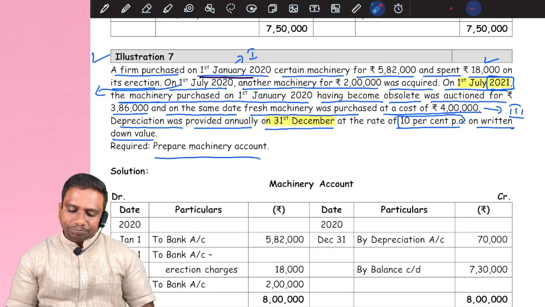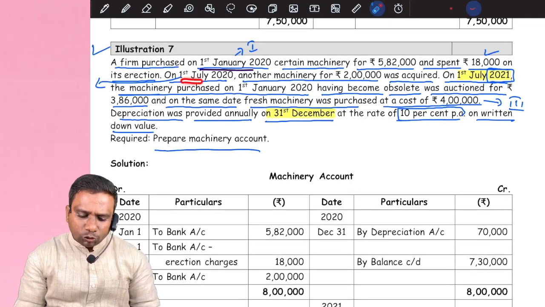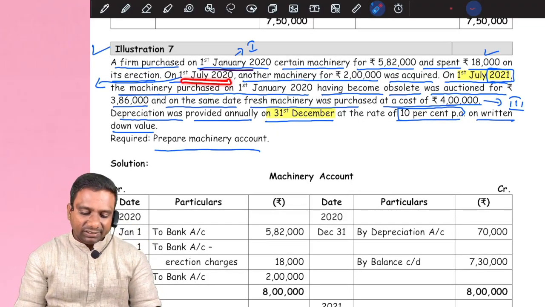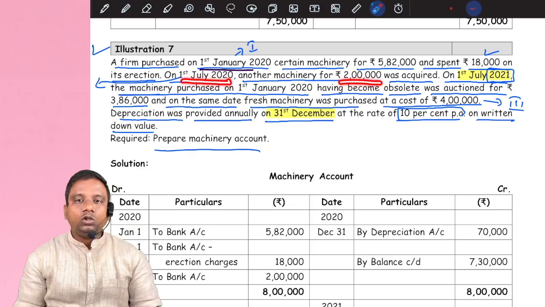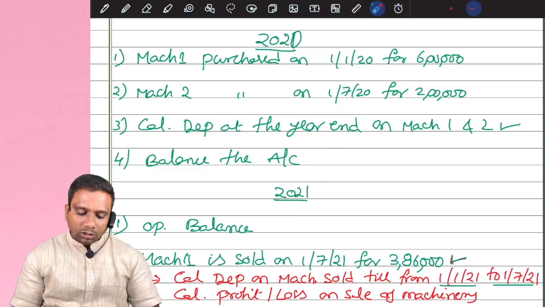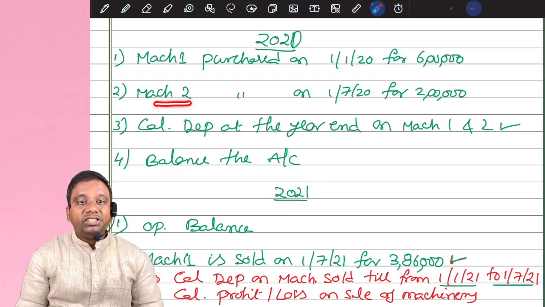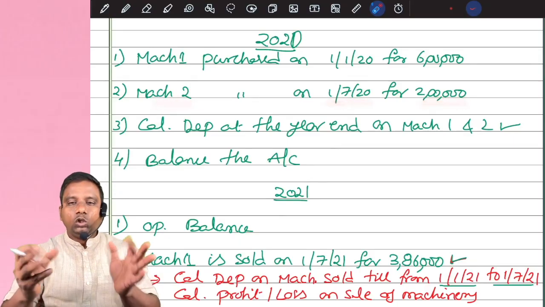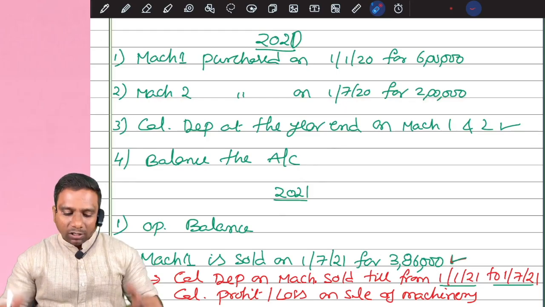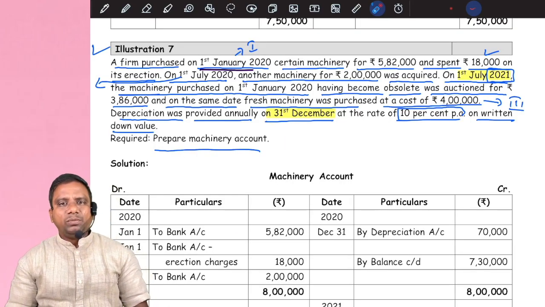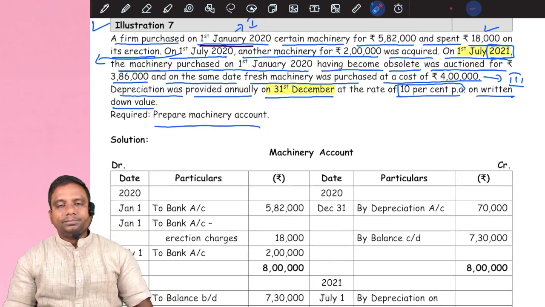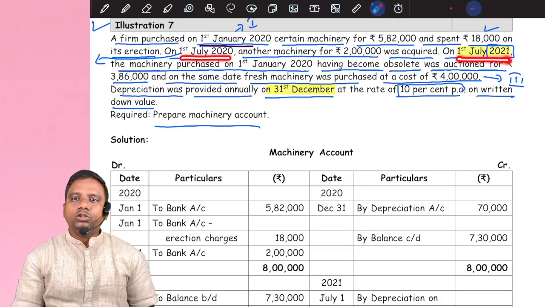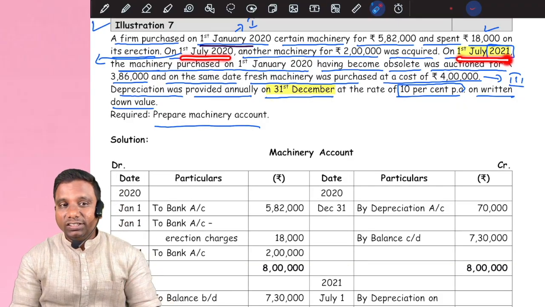Look at the problem. On 1st July 2020, this also comes under the same financial year. Yes, sir. Another machinery purchased for 2 lakhs. So, this is machinery 2, students. Machinery 2 purchased on 1/7/2020 for 2 lakhs. Okay. Next, what happened during the same year? Nothing happened. After 1st July 2020, straight away they jump to 1st July 2021, means next financial year.